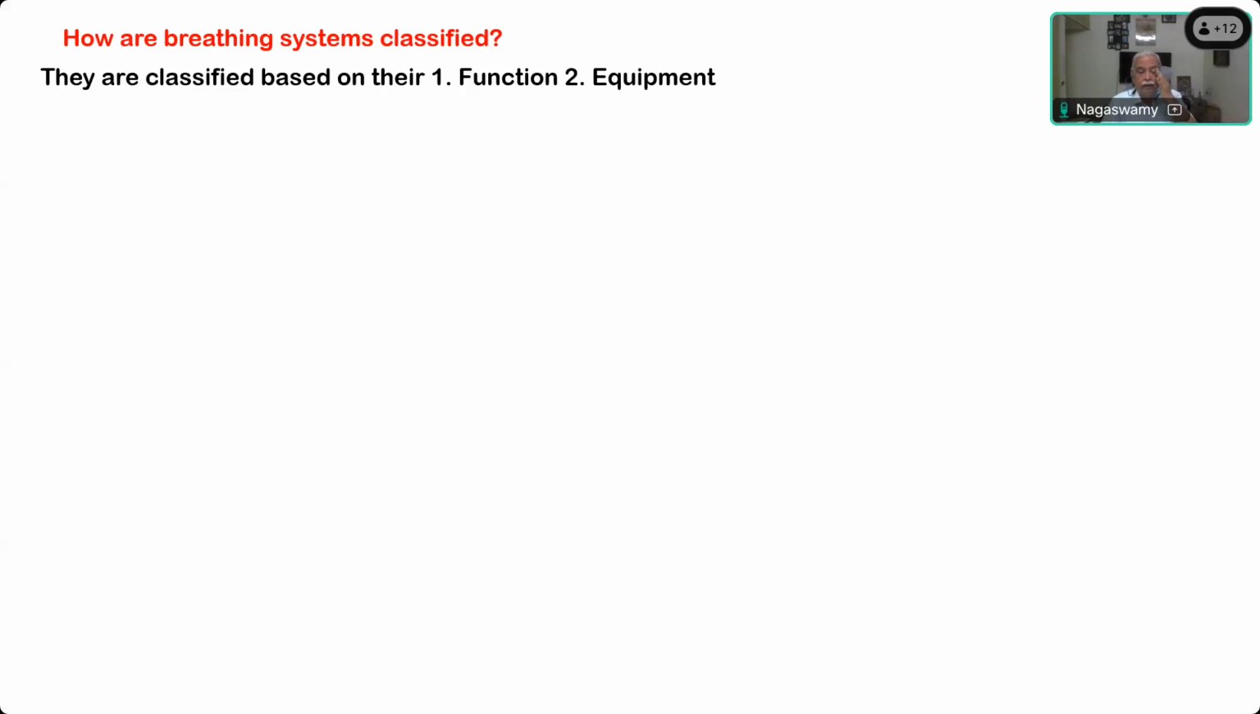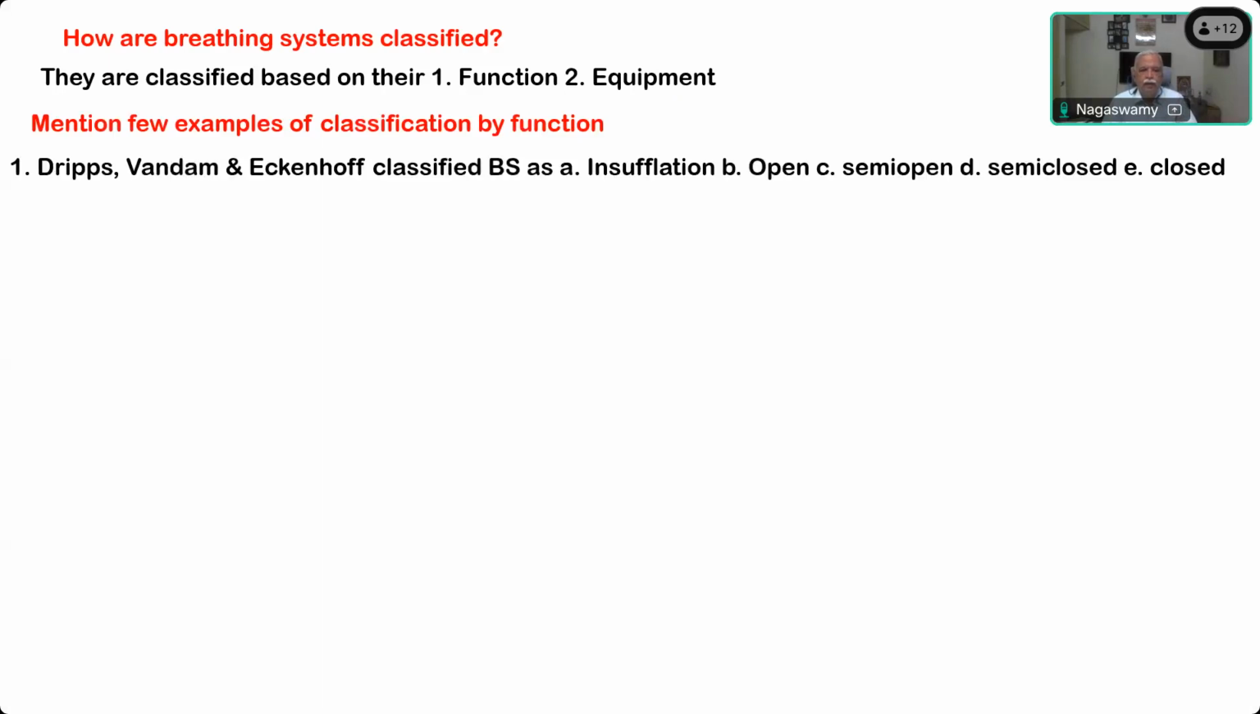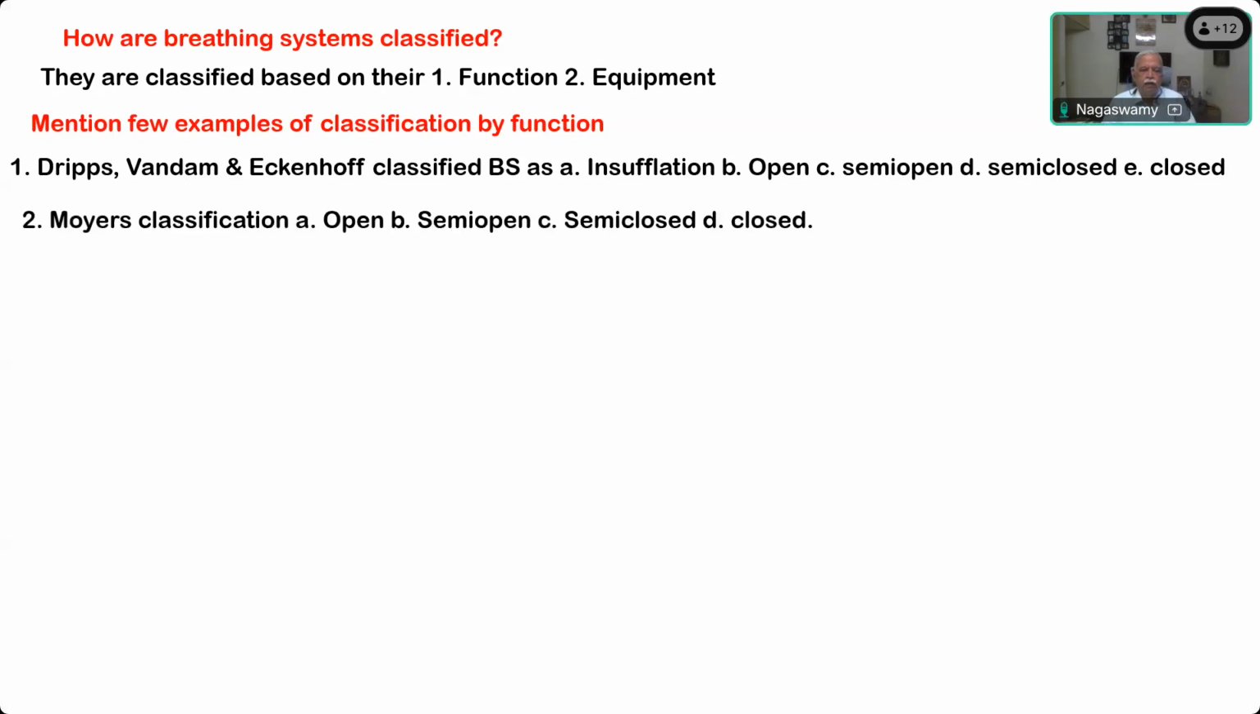Okay, that is the basic system, the method of how you do that. And a few examples. So many people have done the classification. The commonest what you have said is open, semi-open, semi-closed. First introduced by three people called Drips, Vandam, and Eckenhoff. Okay, they are all people who worked in South Africa. They were the people to give this description. Then Moyer's classification, he borrowed, he removed that insufflation from that.